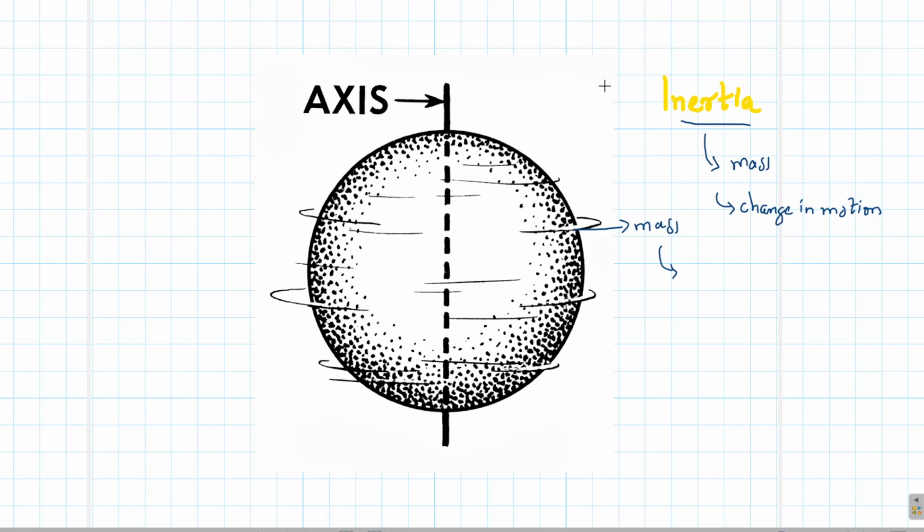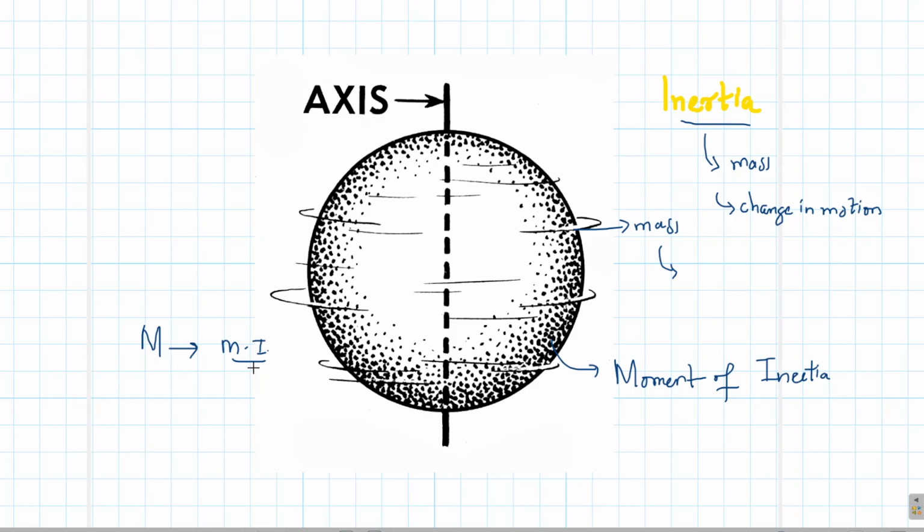Just like that, in rotational motion, the property of the body that resists the change, that acts like inertia, is often called the moment of inertia of the body. So I can say that moment of inertia is the rotational analog of mass. Just like mass resists the change of linear motion, moment of inertia resists the change of rotational motion.